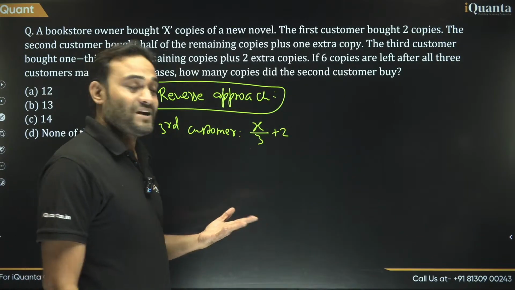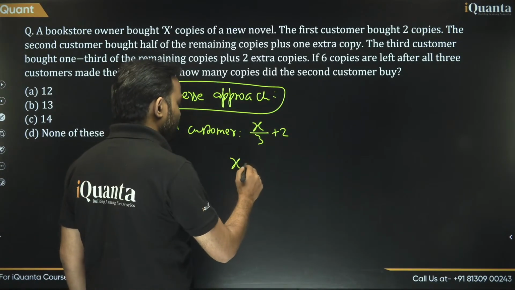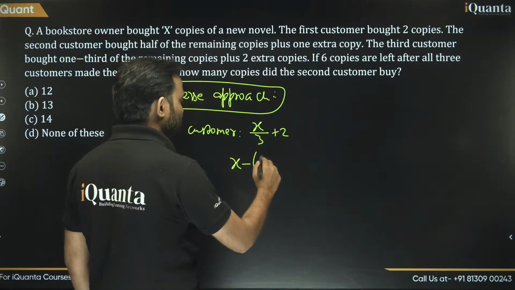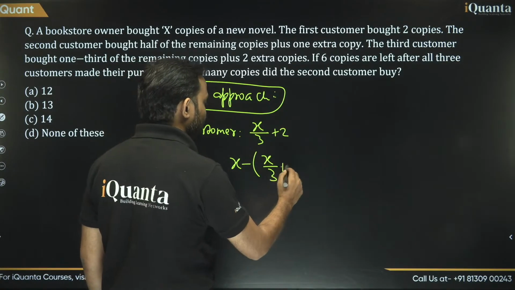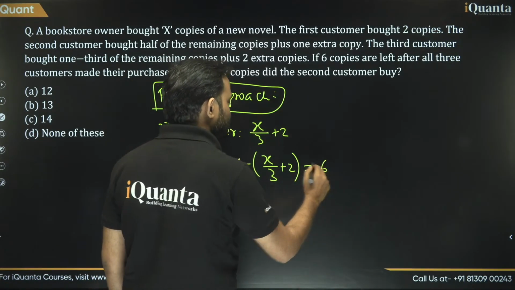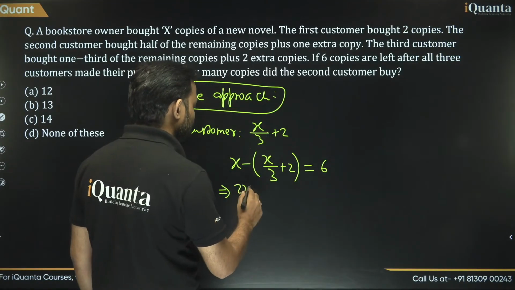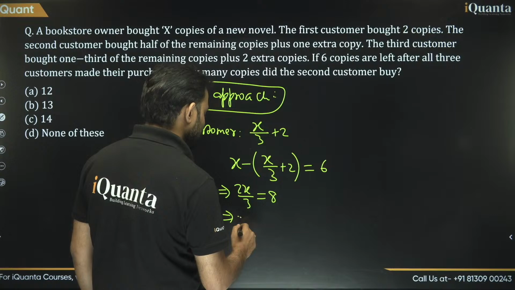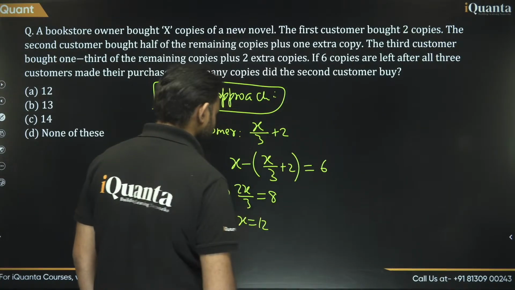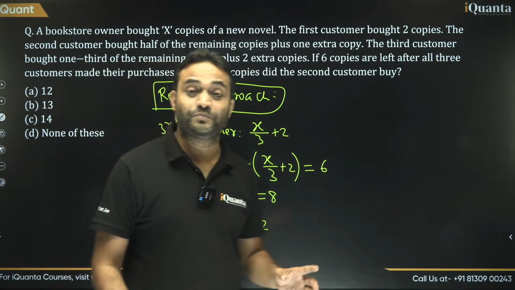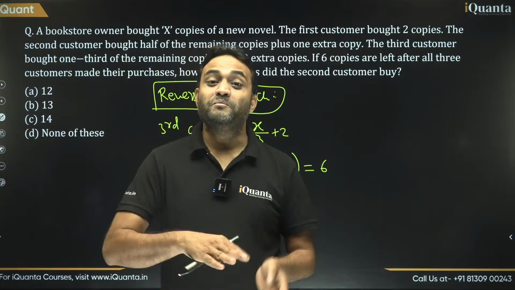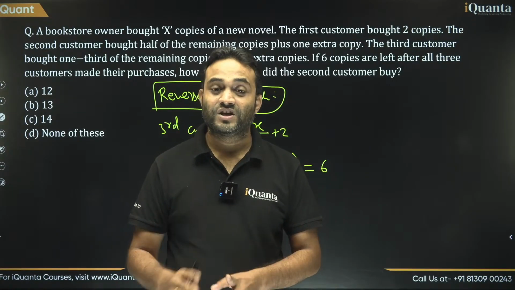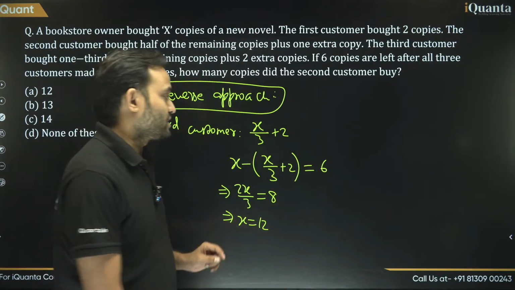So what's left? Can I say, if before the third customer X was left, then X minus X by 3 plus 2, this is equal to 6. Or we can say 2x by 3 is equal to 8, or x is equal to 12. If x is equal to 12, it means before the third customer made any purchase, there were 12 copies in total.